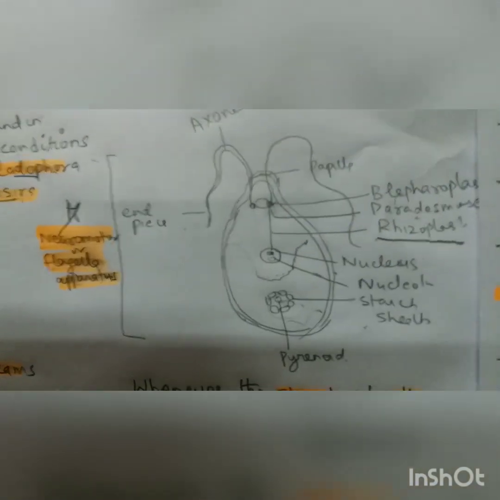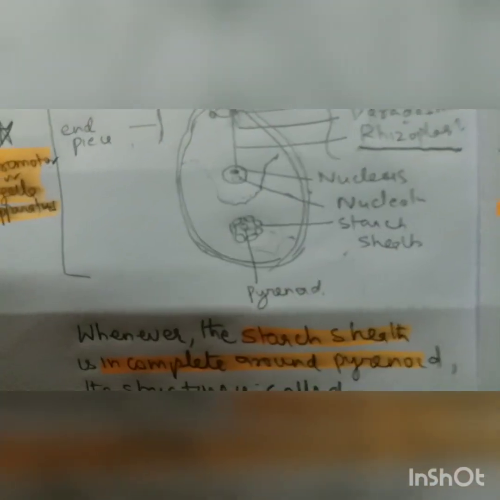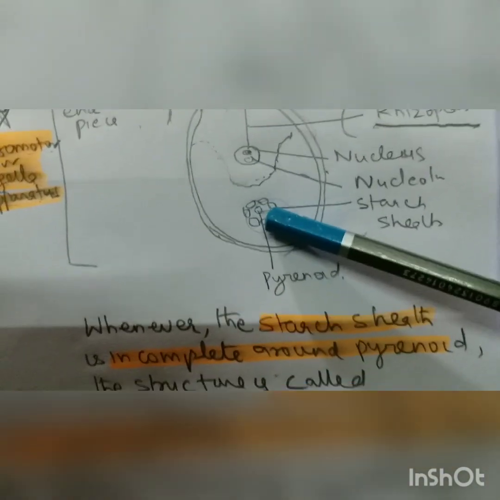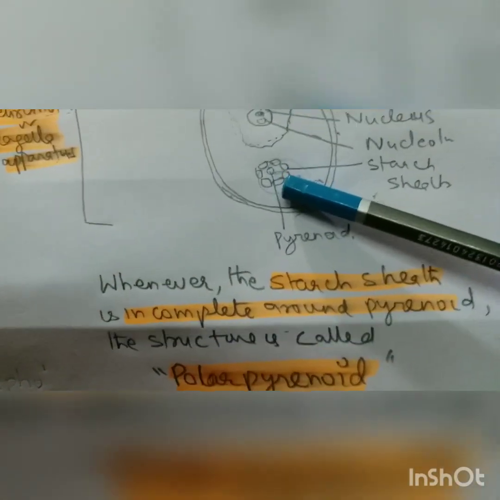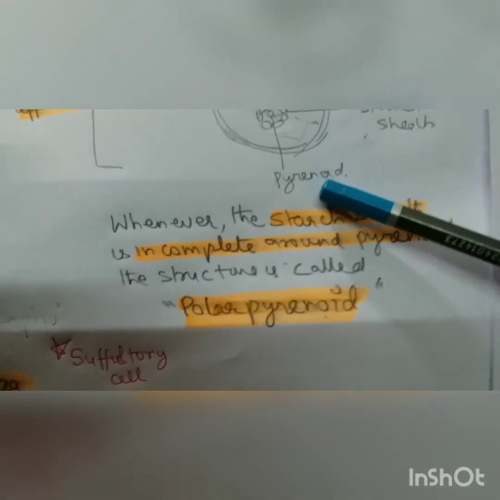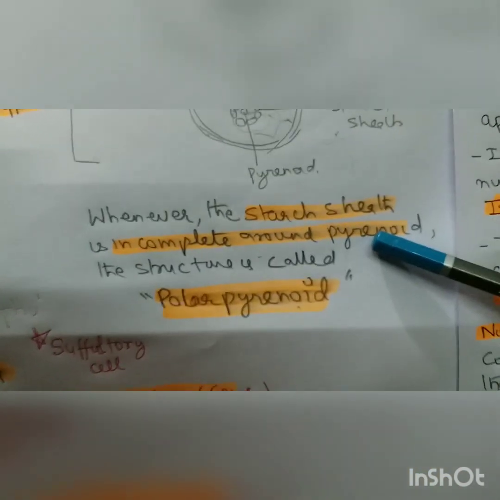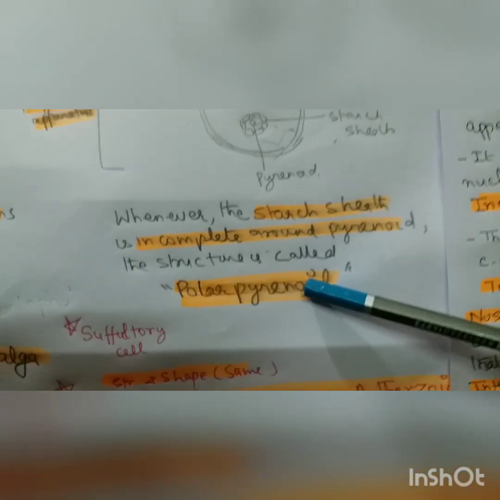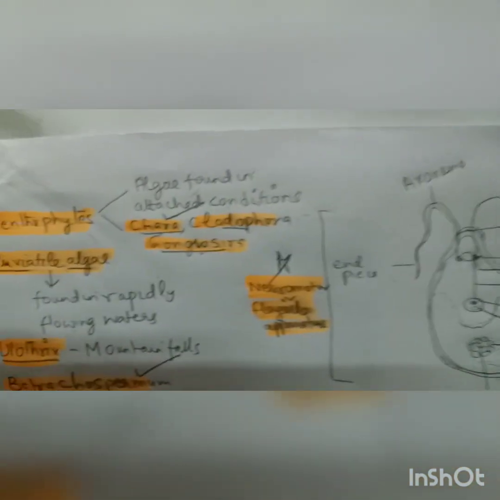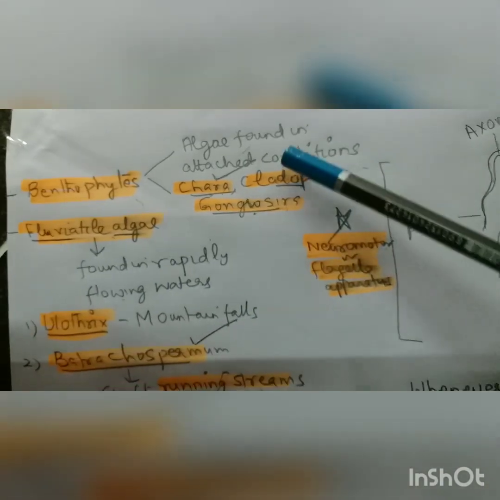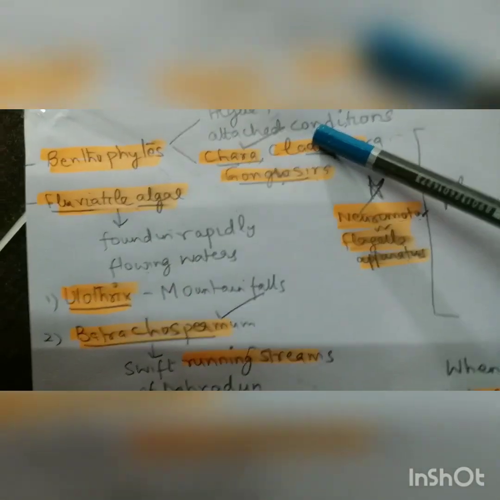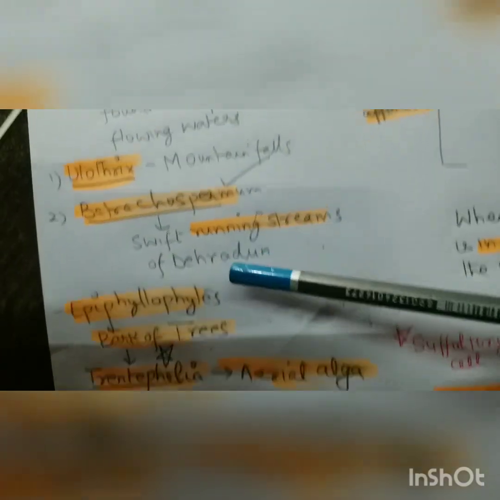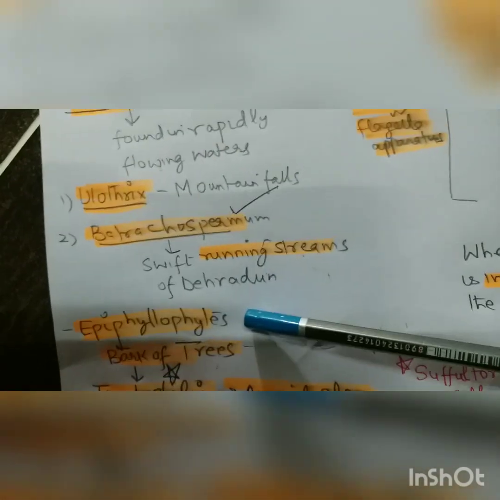We did the Chlorophyceae, and in Chlorophyceae I told you the pyrenoid bodies are there in Chlamydomonas, and these pyrenoids are surrounded by a sheath. If the sheath is incomplete, they are called polar pyrenoids, right? Then I discussed the types of algae, that is the benthophytes, then the other type, epiphyllophytes, right?